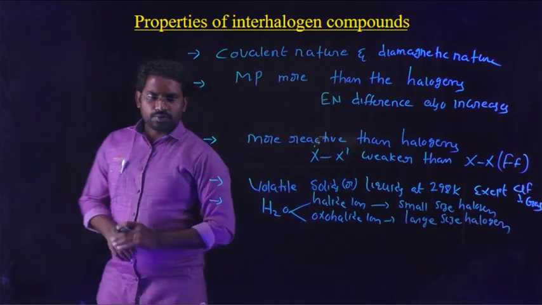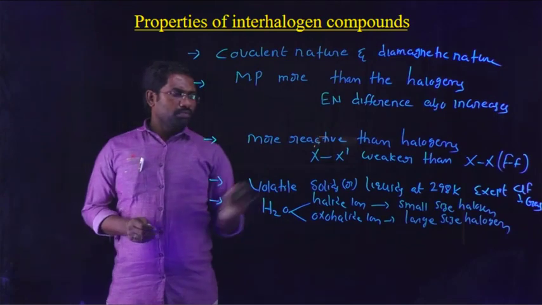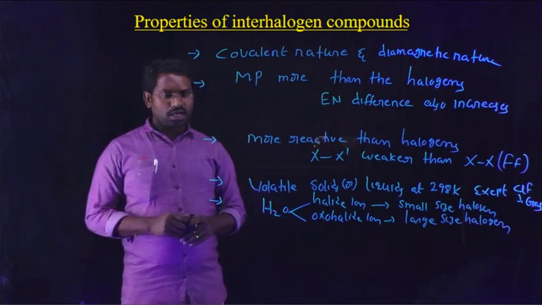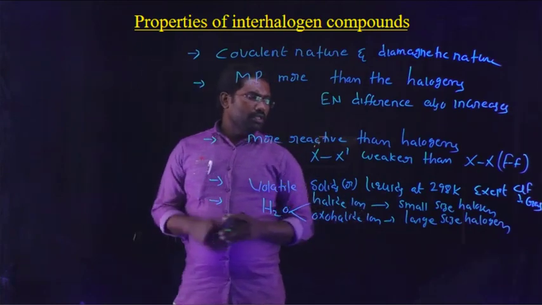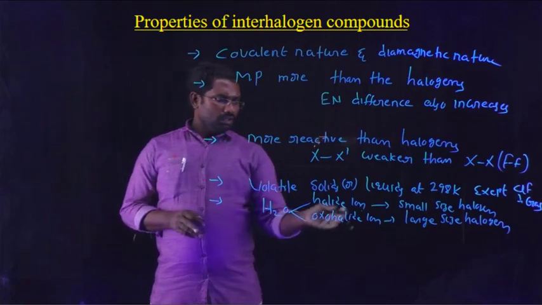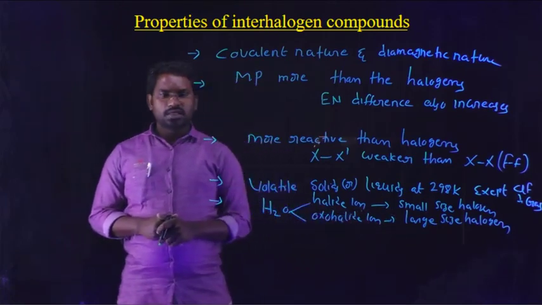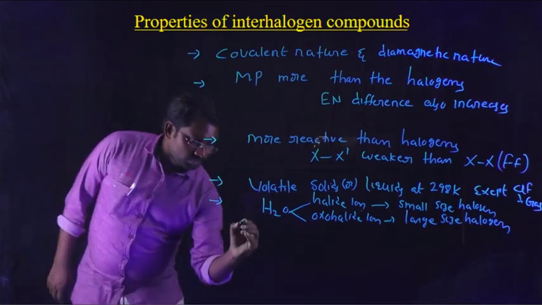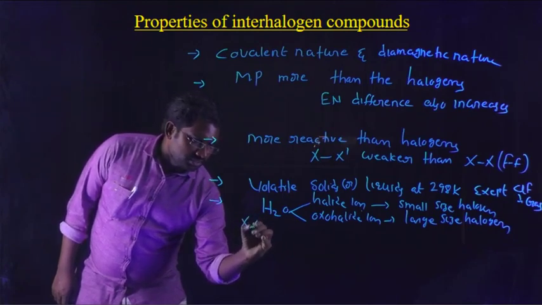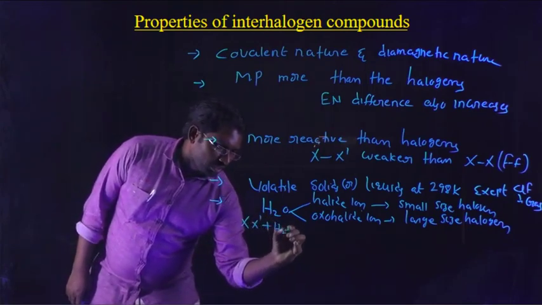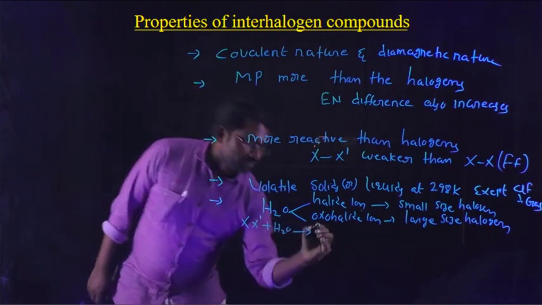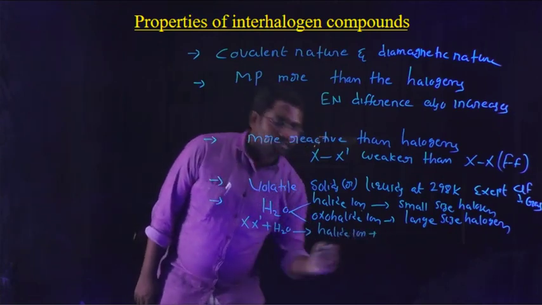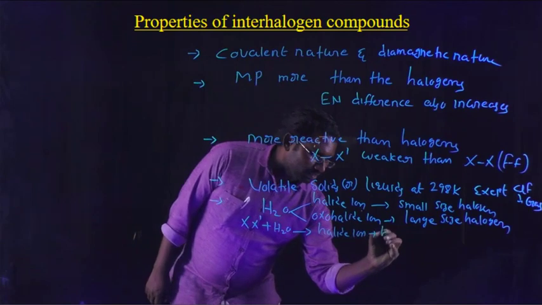So interhalogen compounds react with water to form two types of ions. First one is halide ion and second one is oxohalide ion. The halide ion is formed by the small size halogen. The oxohalide ion is formed by the large size halogen. So in case of the first category, XX', reacting with water, it forms halide ion plus hypohalite ion.